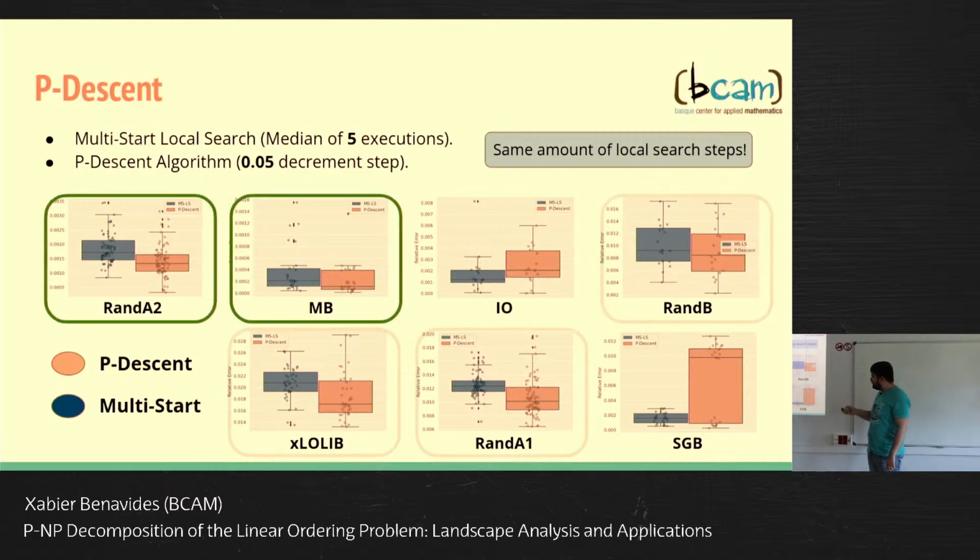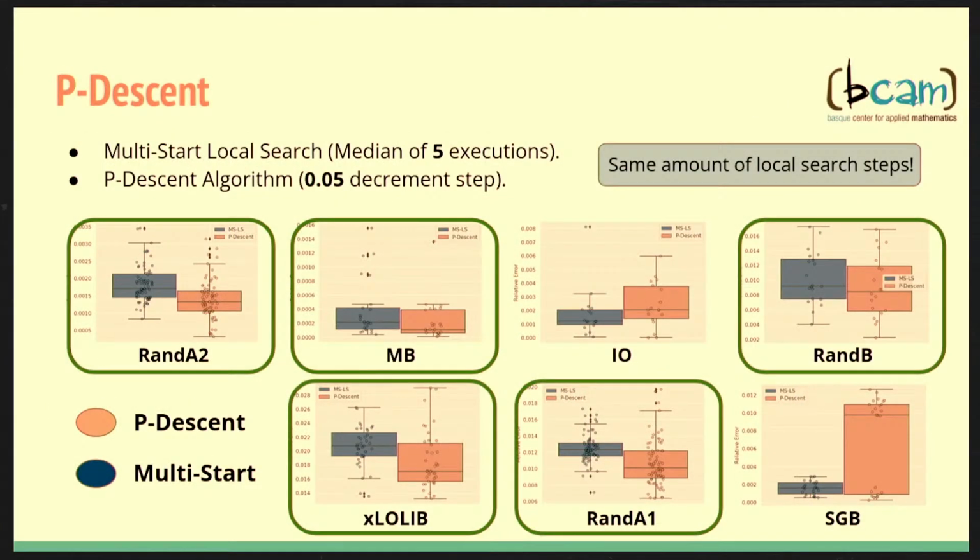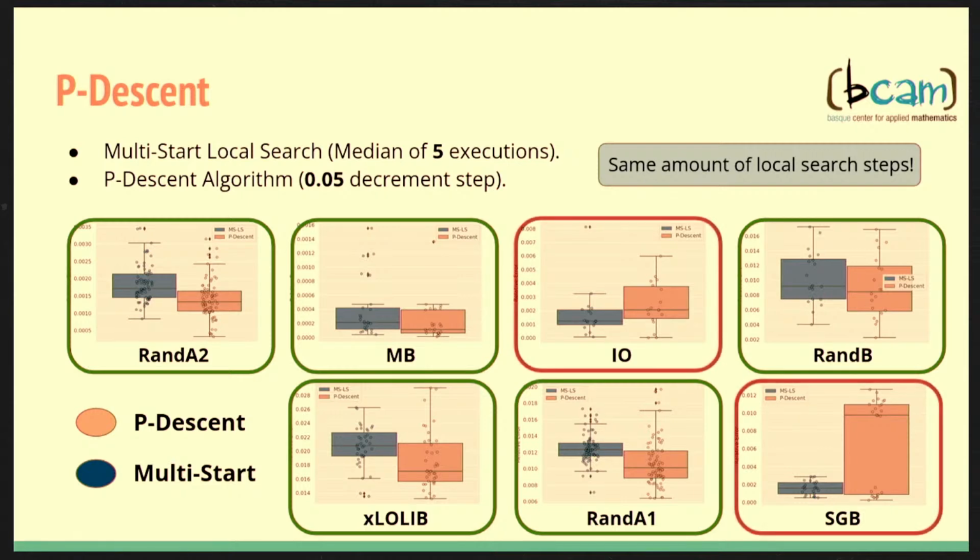So the first thing that we can see here is that our p-descent seems to obtain better results than the multi-star local search method in 5 out of 7 benchmarks, okay? The only 2 exceptions are the SGB and EO benchmarks. As I have explained before, the SGB benchmark is a pretty special case because the P component of the instances is just constant, and therefore it makes sense that our p-descent algorithm doesn't perform well in this case, okay?